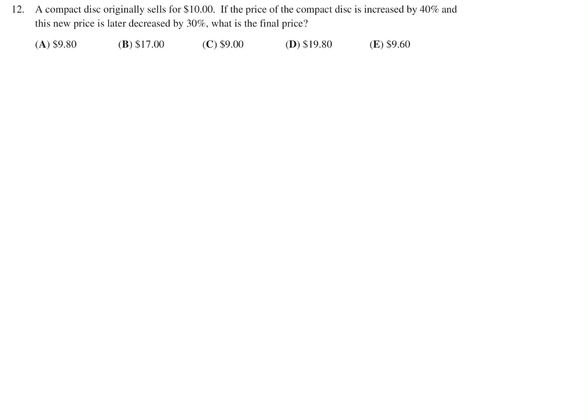A compact disc originally sells for $10. If the price of the compact disc is increased by 40%, and this new price is later decreased by 30%, what is the final price?